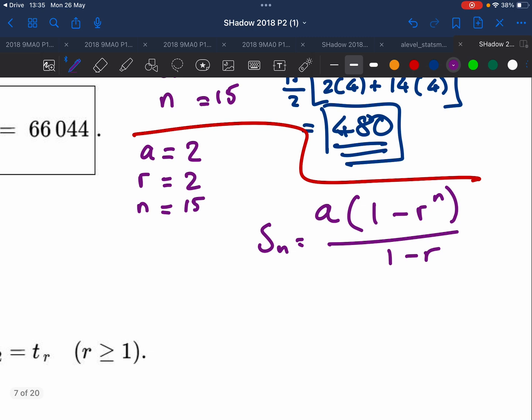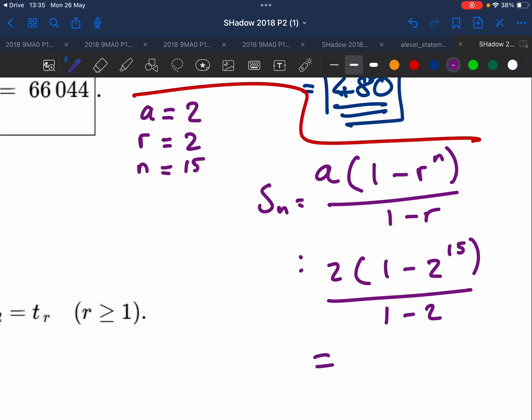Yeah, so let's do that now. So that's 2, that's 1 minus 2 to the 15. That's where the really big number's probably coming from. Over 1 minus 2. Okay, and if I start typing that all in now, what do I get? So fraction bar, I've got 2 brackets, 1 minus 2 to the power of 15. Please be careful with the brackets on this one here. Sometimes it causes people some problems. And then 1 minus 2.